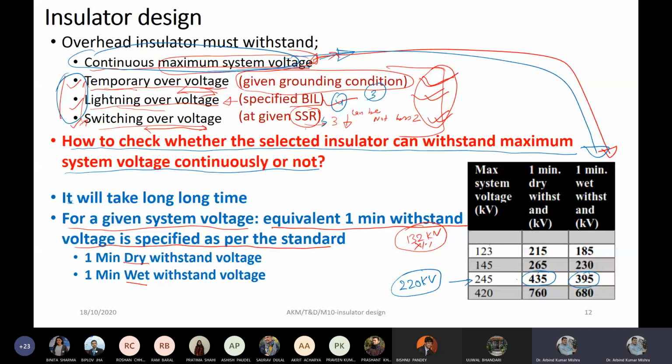So you already have two voltages that the insulator must withstand, plus these three. Whenever we finally design the insulator, it should withstand 5 voltages: the 1 minute dry withstand voltage, the 1 minute wet withstand voltage, the temporary overvoltage, the lightning withstand or BIL voltage, and the switching withstand voltage. All 5 voltages that particular insulator must withstand.